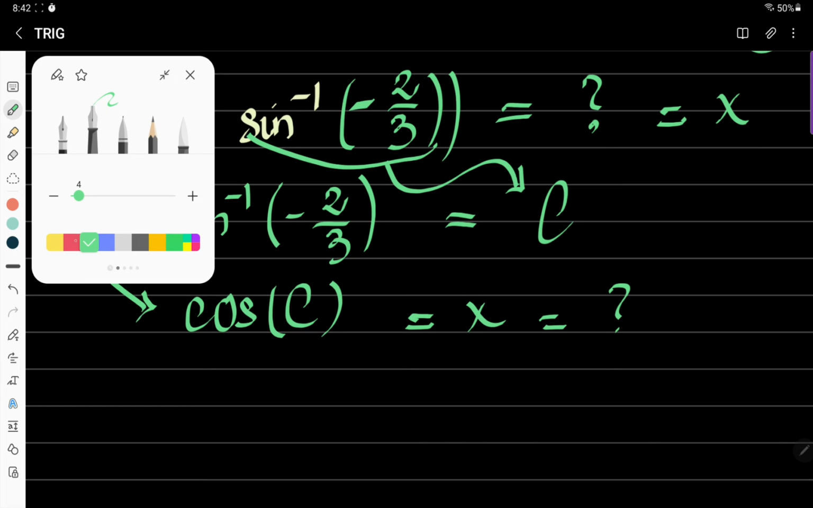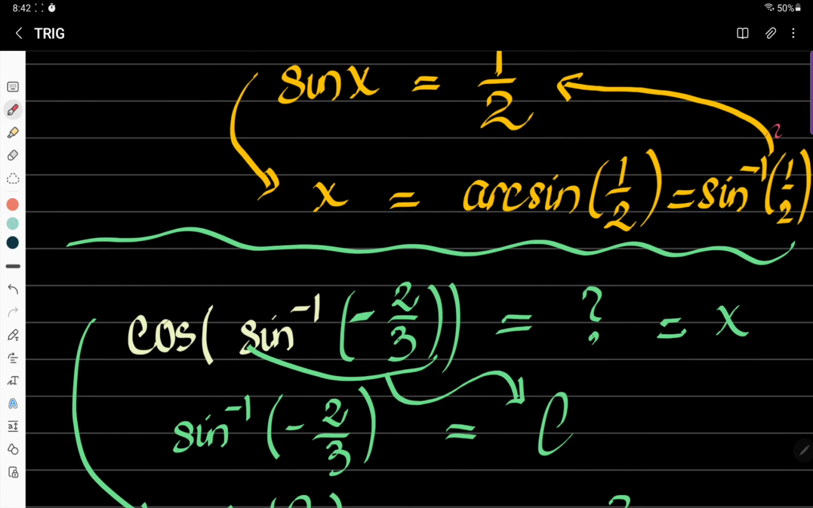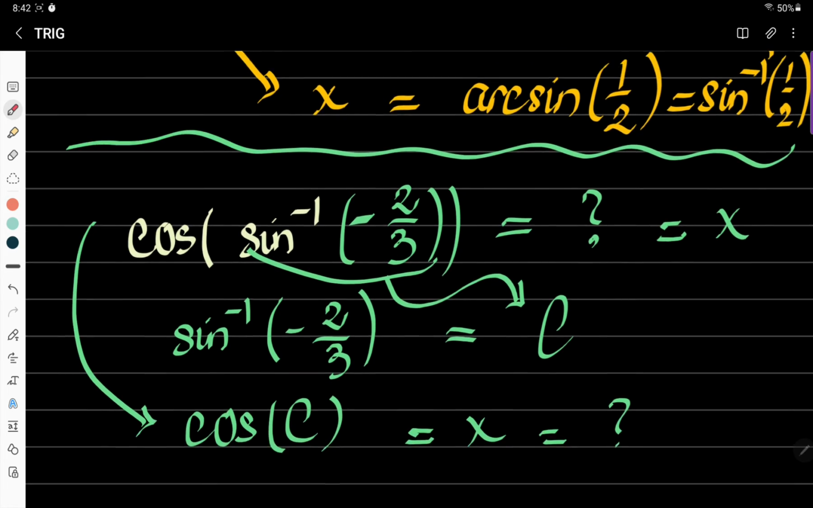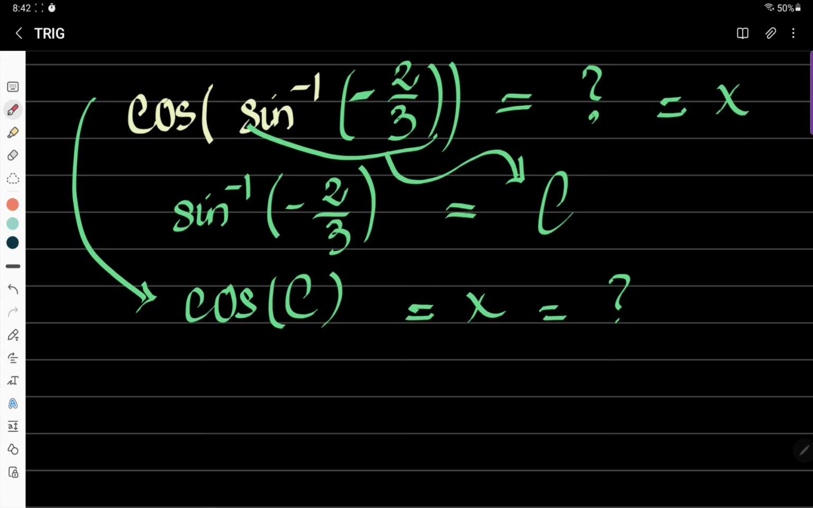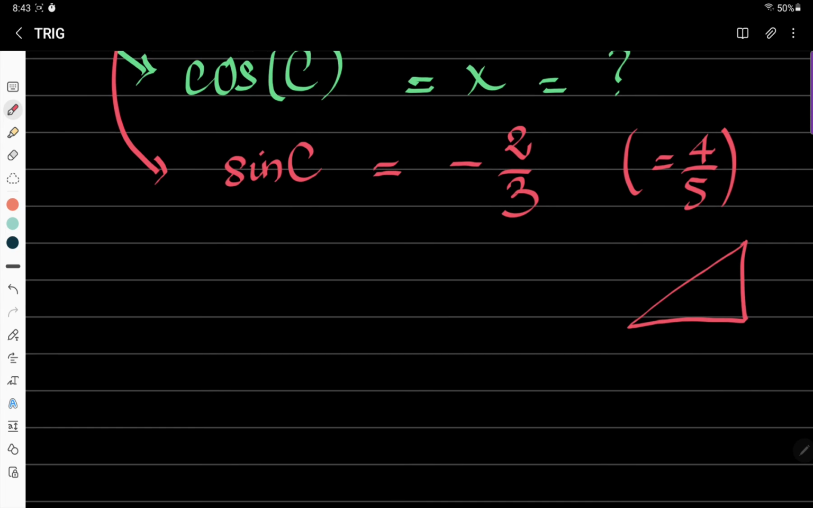So let's change to the red color. All right, let's go slow. We have to use this method right here. That's a very common thing. If someone gives me the inverse sine, then sine C equals negative 2 over 3. Usually if we have a positive number, for example 4 over 5, easy, right? We draw a triangle.